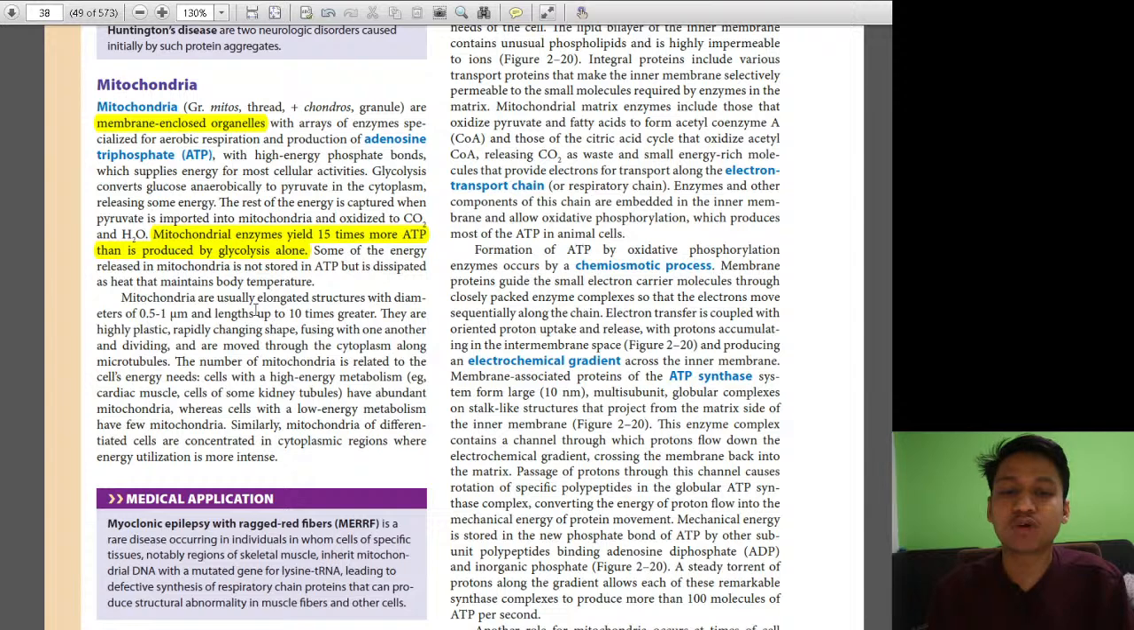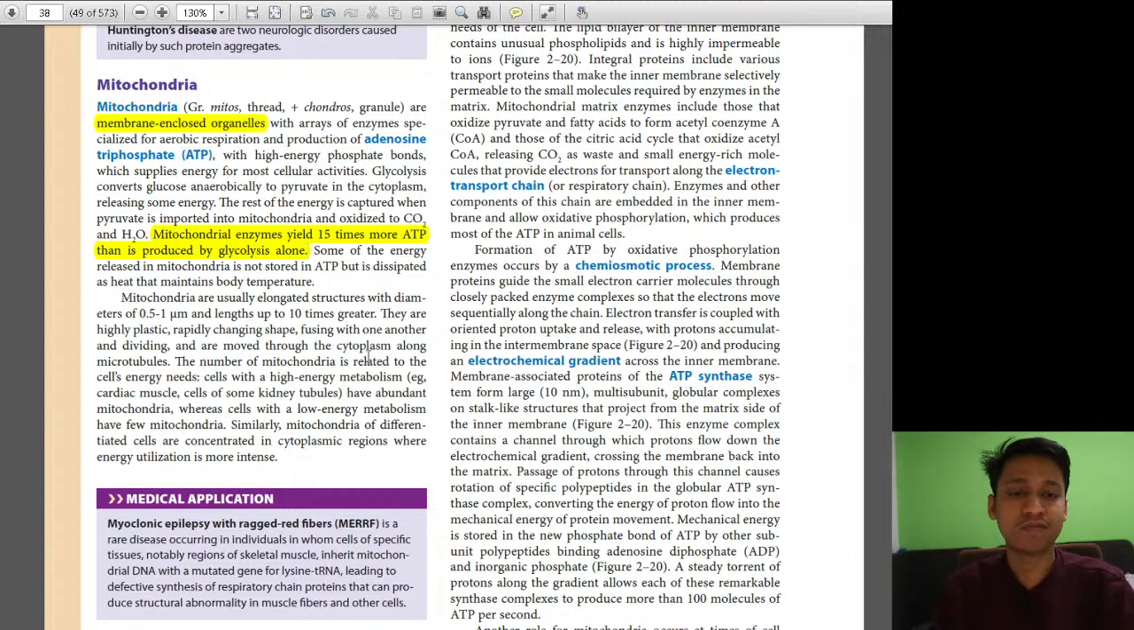Mitochondria are usually elongated structures with diameters of 0.5 to 1 micrometer and lengths up to 10 times greater. They are highly plastic, rapidly changing shape, fusing with one another and dividing, and are moved through the cytoplasm along microtubules. So the microtubule is a type of cytoskeleton, and like other organelles, this microtubule helps the mitochondria to stay in shape and to move around in the cell.